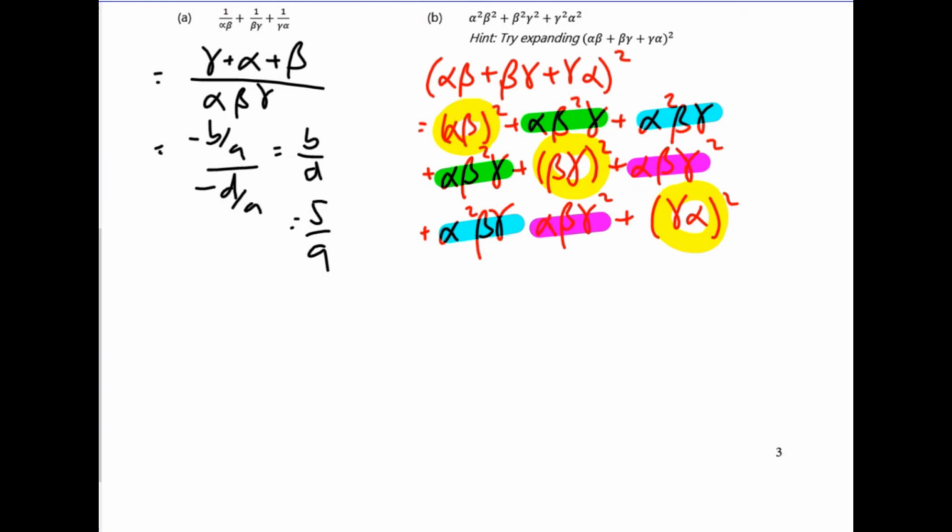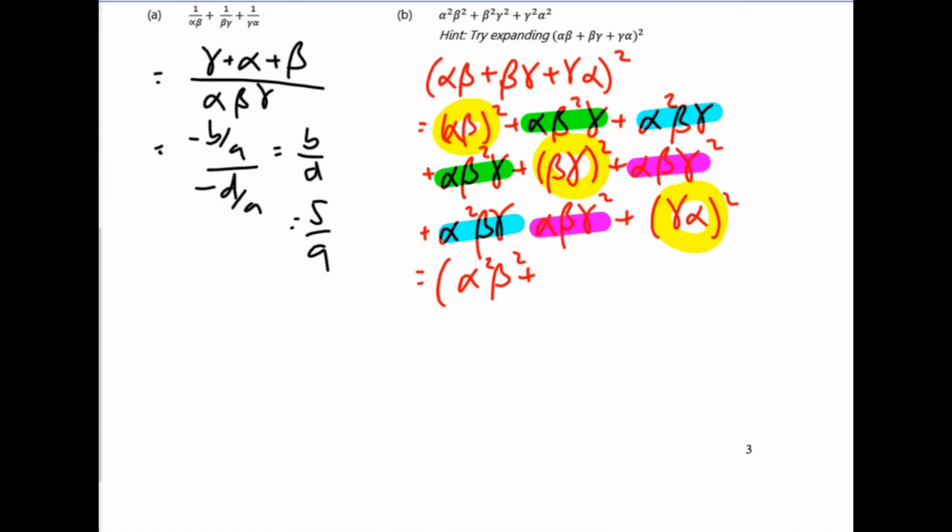So I'm going to group these up before I rearrange. Alpha beta, sorry, like in the bracket, alpha squared beta squared plus beta squared gamma squared plus gamma squared alpha squared. So that's what's in the question. And then I'm adding on two lots of these because they come in pairs.